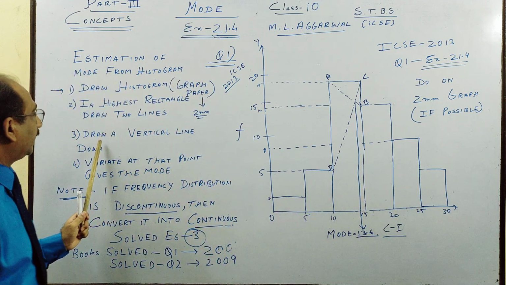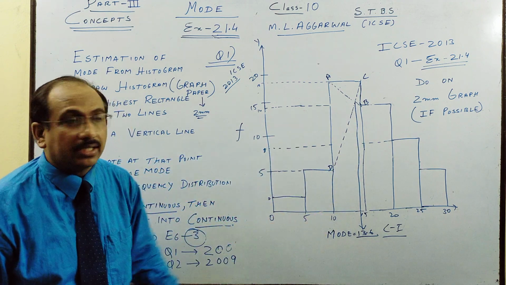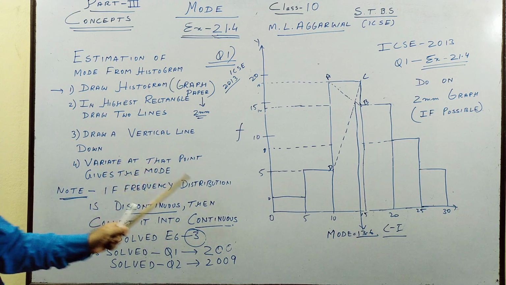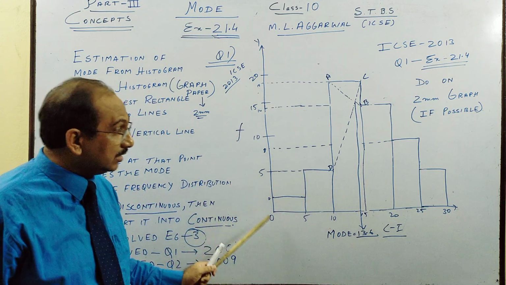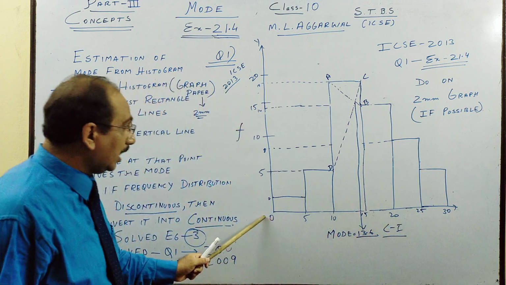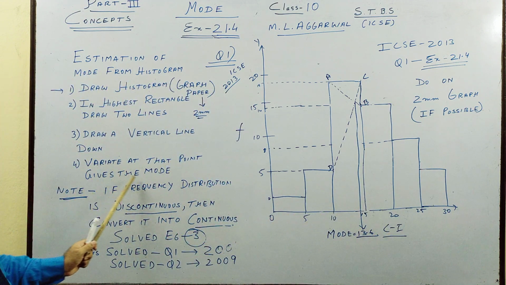Next, draw a vertical line down. This is the vertical line, as we said, drop a perpendicular. Read the variate at that point. Remember, frequency is never the answer, it is the variate in the class interval. So the variate at that point gives the mode.